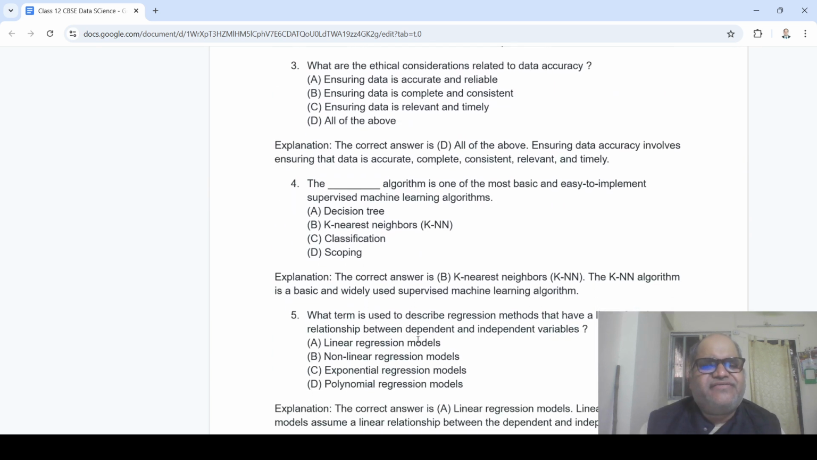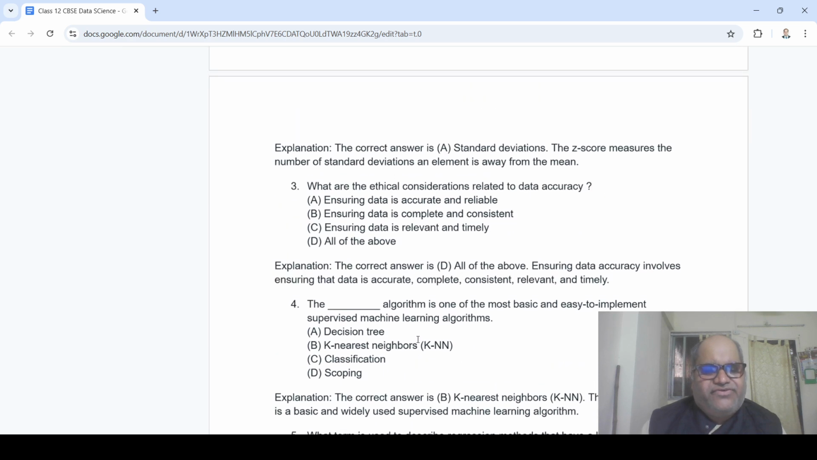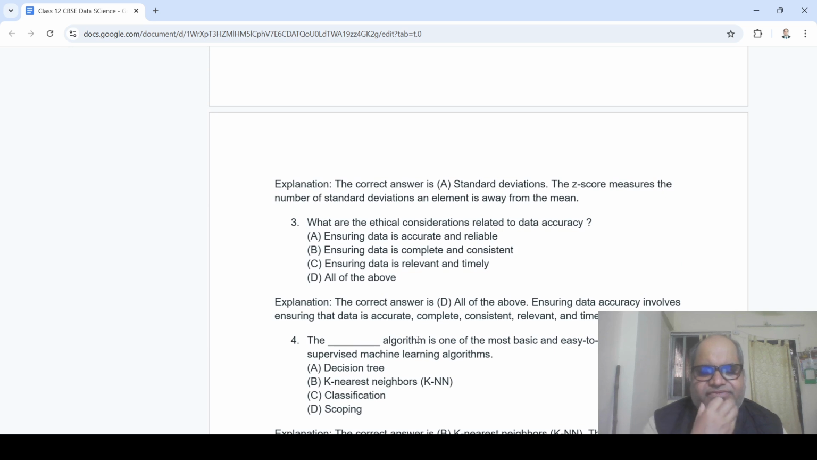Ethical consideration, let's review it. What are the ethical considerations related to data accuracy? Data is accurate and reliable, complete and consistent, relevant and timely. All of the above, right? Let's look at the next question. The algorithm is one of the most basic and easy to implement supervised machine learning algorithms. K nearest neighbor, right? We actually talked about it. Why not decision tree? Well, decision tree is more complex than K nearest neighbor.